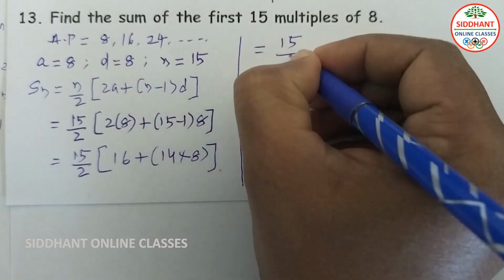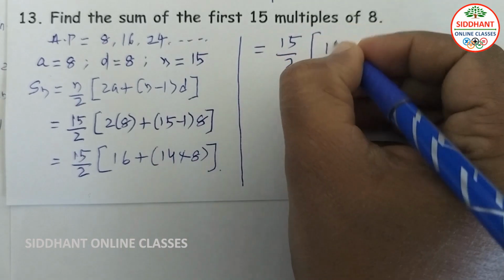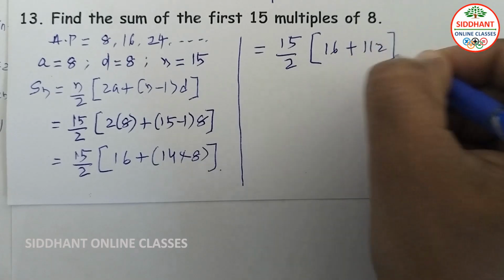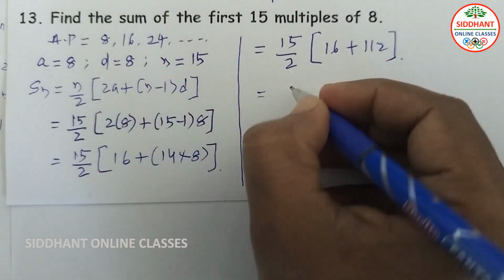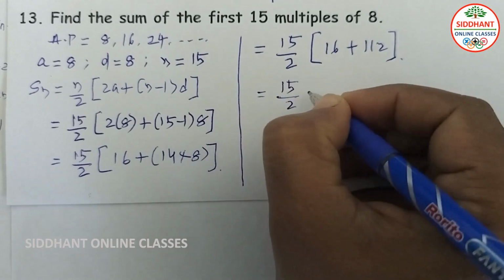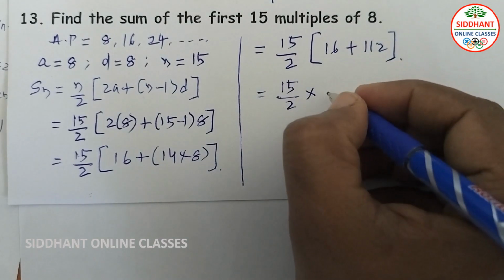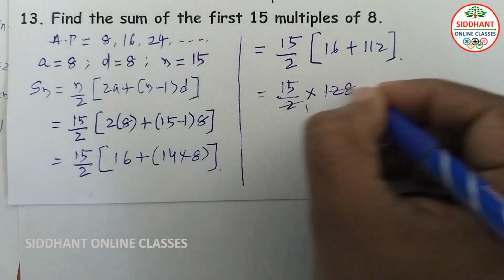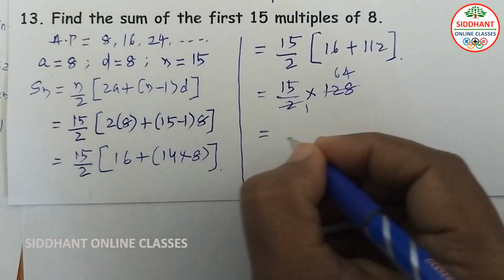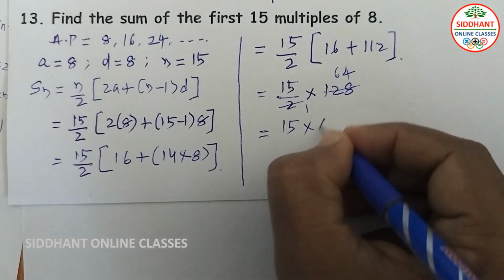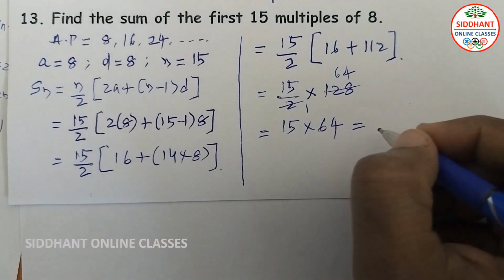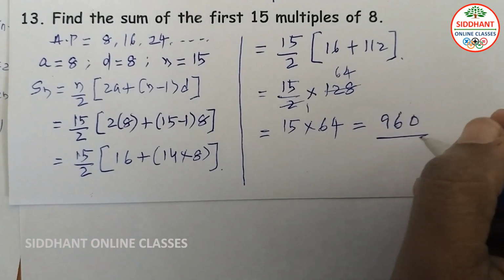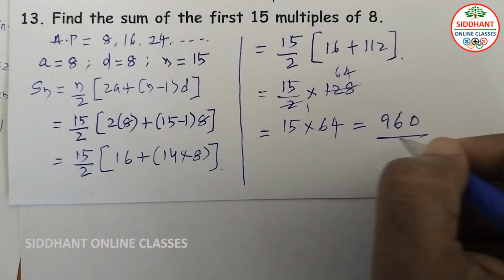Next 15 by 2 into 16 plus 14 into 8, which is 112. So that equal to 15 by 2 into 16 plus 112, which is 128. So 128 by 2 is 64. So that equal to 15 into 64. So 15 into 64 is 960. So this is the sum of first 15 multiples of 8.